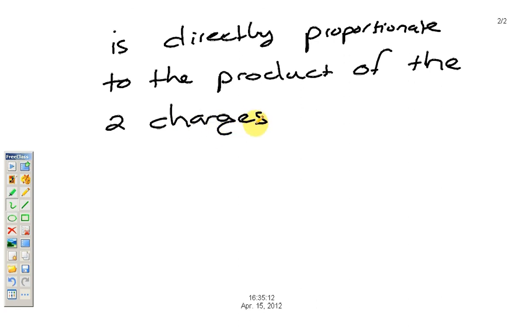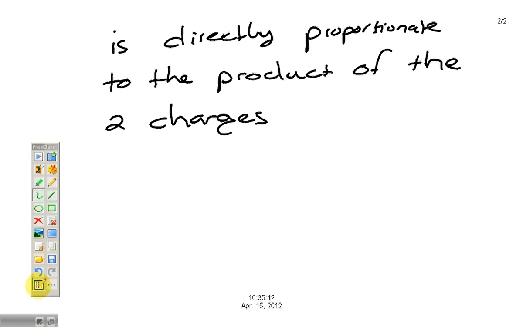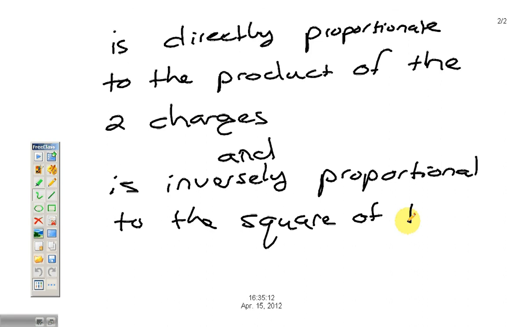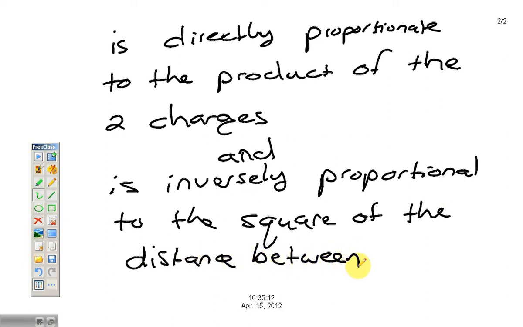Let's have a look at that again. And it is inversely proportional, sorry for my spelling, to the square of the distance between them.